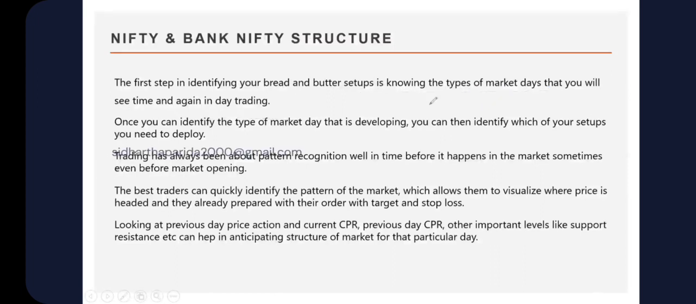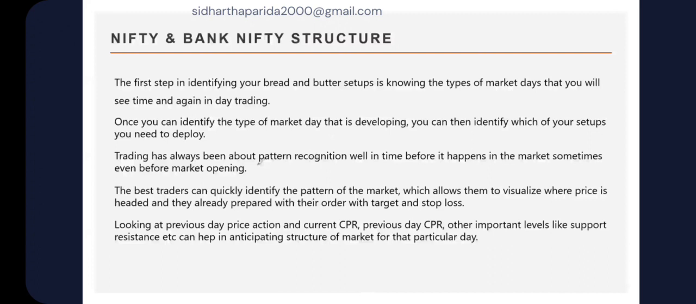Just imagine how simple it would be if you know that, suppose today is Monday, and you know what kind of market day you can expect tomorrow. It will become much easier for you to trade, because you know what is going to happen, and then you can plan your trade accordingly with your entry and exit. Once you can identify the type of market day that is developing, you can identify which of your setups you need to deploy. Once the market opens and you know which kind of market day it falls under, then you can identify which setup you need to apply. That means which strategies you can apply on that day.